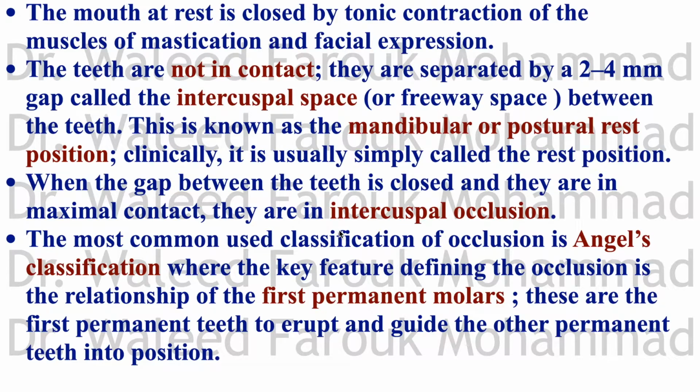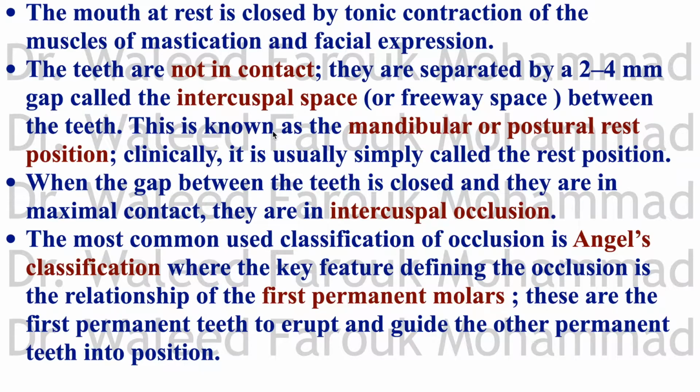Now, at rest, the mouth is closed by tonic contraction of the muscles of mastication and facial expression we studied before in the head and neck. And the teeth are not in contact at rest, but separated by a 2 to 4 millimeter gap. This is called the intercuspal space. The whole position is called the mandibular or postural rest position. For simplicity, it's called the rest position. Now, when the gap between the teeth is closed and they are in maximal contact, this is called intercuspal occlusion.